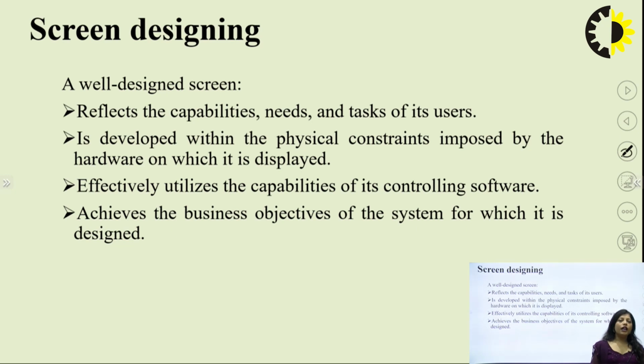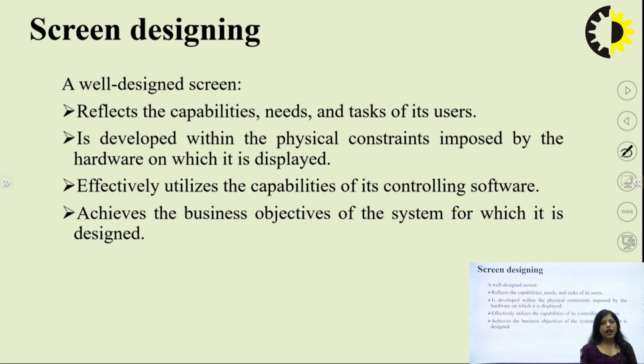Next, a well-designed screen effectively utilizes the capabilities of its controlling software. While making a screen, there are some controlling software elements like a button, which comes under the operable controls, and there are some toolbars, which also come under the operable controls. So they also effectively utilize the capabilities of the controlling software.